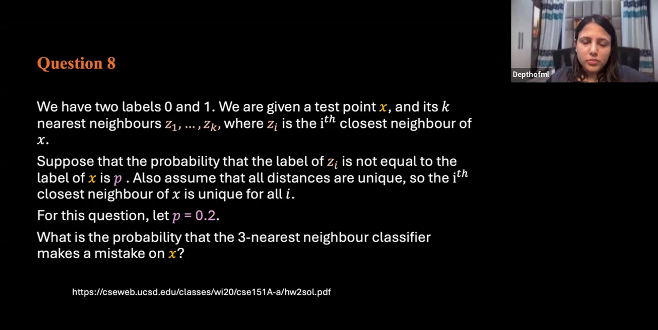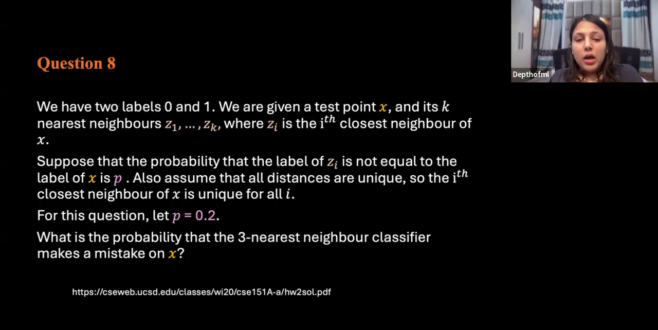Suppose that the probability that the label of Zi is not equal to the actual label of X is P. So we are saying that for some test point X, whatever its true label is, the probability that the label of the ith nearest point is not the same is P.